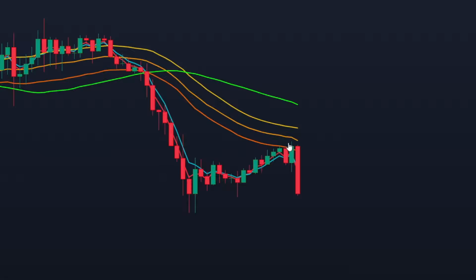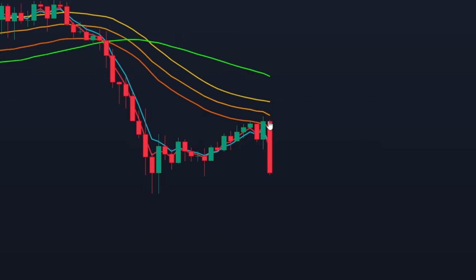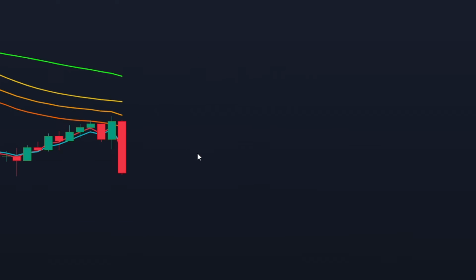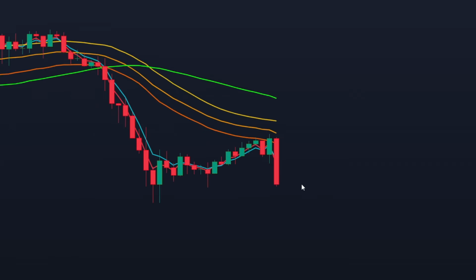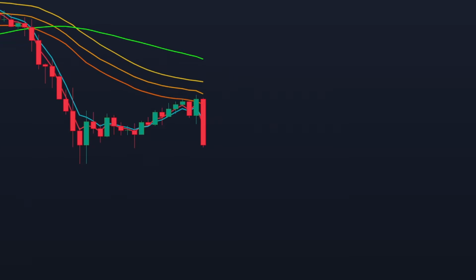After that, wait for a pullback into the ribbon. Just like before, the price might touch the ribbon or even poke slightly above it, but as long as it's close to the green line and doesn't push too far, it's still valid. Once the price starts turning back down, we look for the red and blue lines to cross below the ribbon. When both lines close below, that's our sell signal.